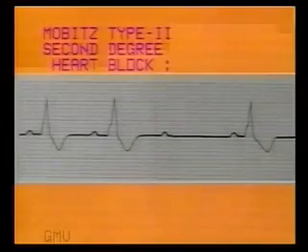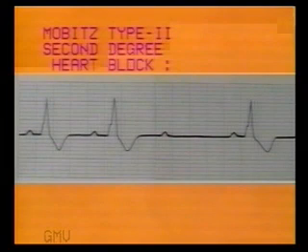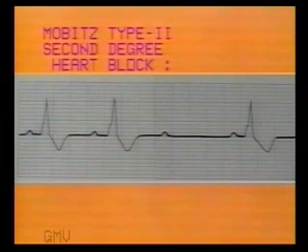Now we come to another type of second degree heart block, that is Mobitz type 2. This ECG shows wide QRS complexes of bundle branch block pattern. They are not ventricular ectopics because each QRS is preceded by a P wave indicating sinus rhythm. But intermittently, a P wave is not followed by QRS complex. So this is second degree AV block. Now measure the PR intervals, especially before and after a pause.